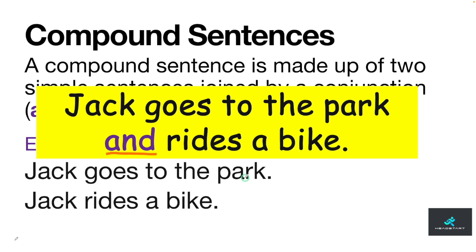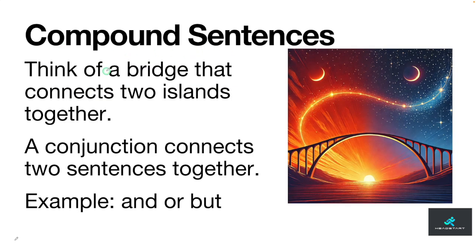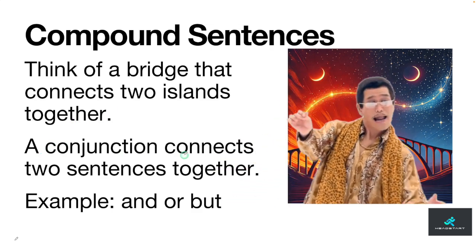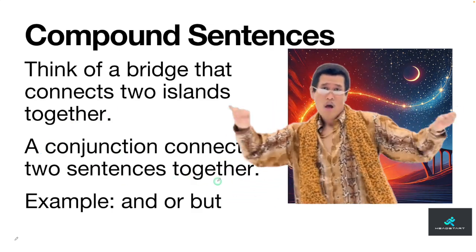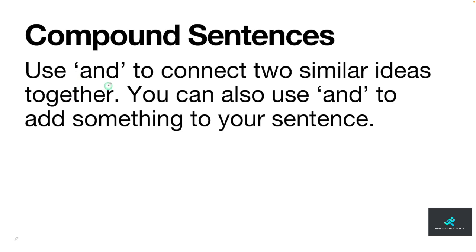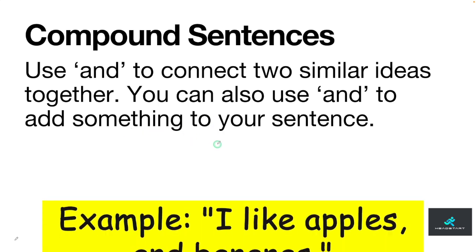Let's do some more compound sentences. Now think of a bridge that connects two islands together. A conjunction connects two sentences together. Like we said, you can use and or but. They are two examples of conjunctions. We use and to connect two similar ideas together. You can also use and to add something to your sentence.